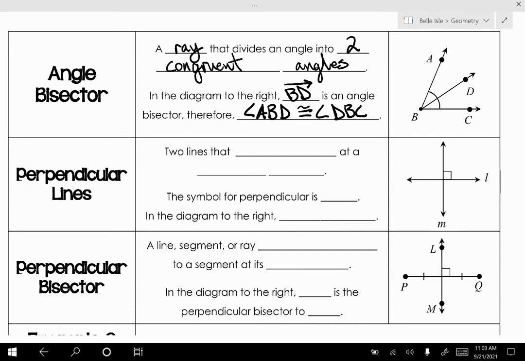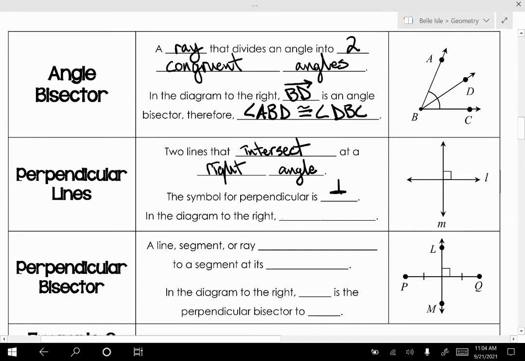Okay. Perpendicular lines. Two lines that intersect at what angle? The symbol for perpendicular is the upside down T. No, it's not an O.